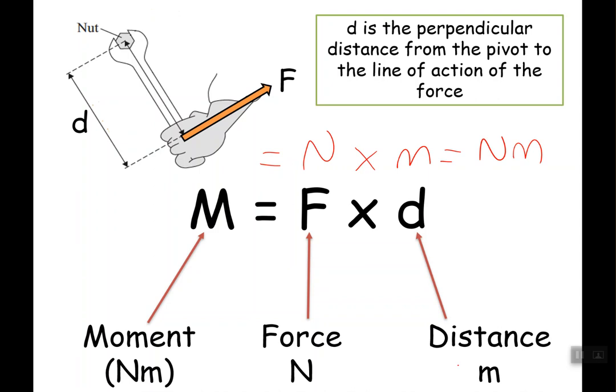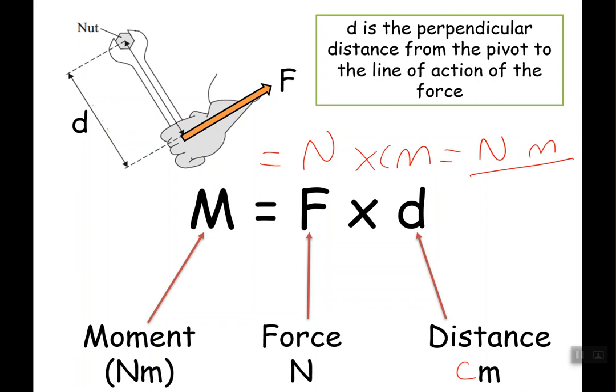Sometimes they might give you the distance in centimeters. You may need to change that into meters, but do look at the units. If your distance was in centimeters, then instead of newton meters you could say newton centimeters. We've obviously got to see what they want in the question. They may have already given you the unit, so you may need to convert it one way or the other. Just look out for what it wants and what you're given.